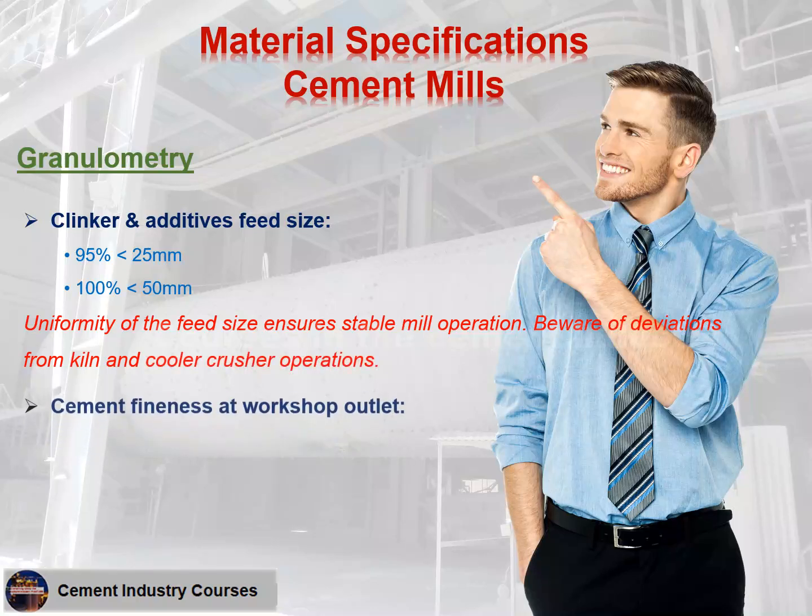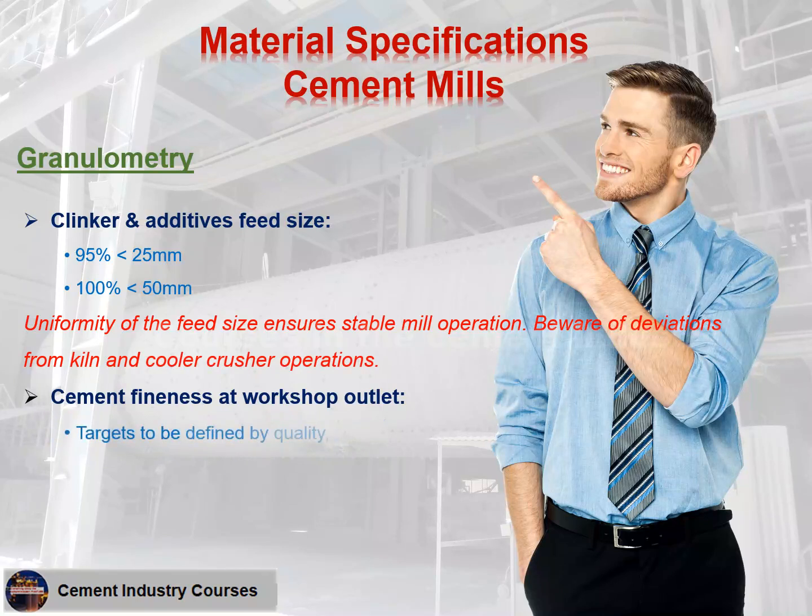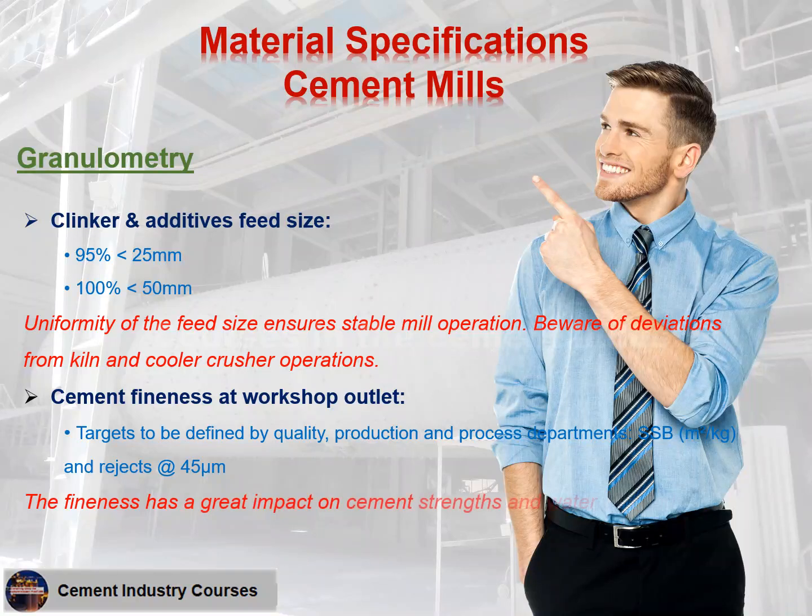Cement fineness, at workshop outlet. Targets to be defined by quality, production, and process departments. SSB, meter square per kilogram, and rejects, 45 micrometer. The fineness has a great impact on cement strengths and water demand.